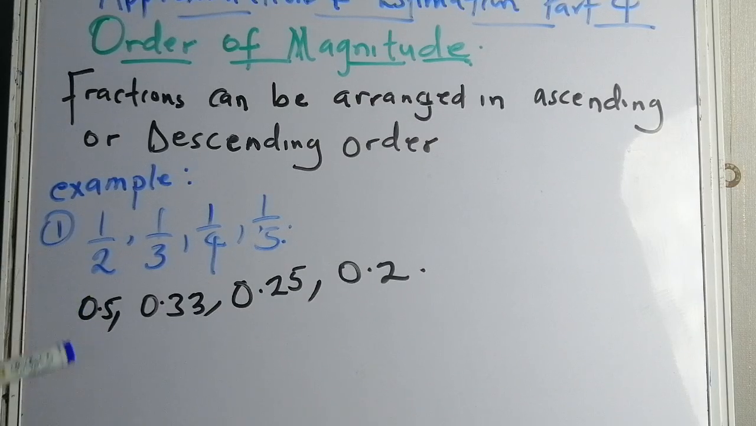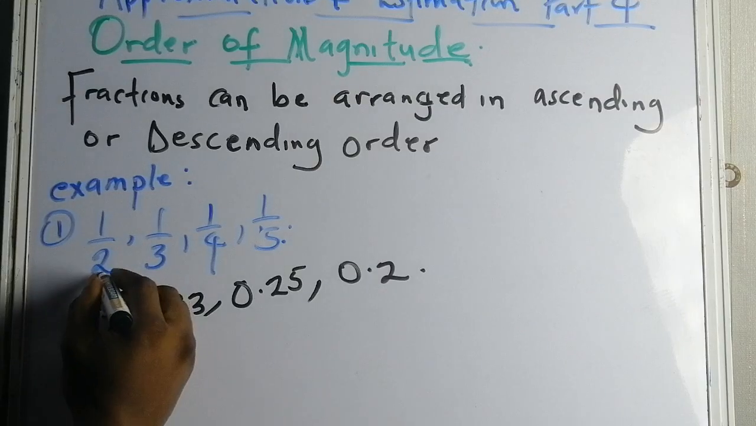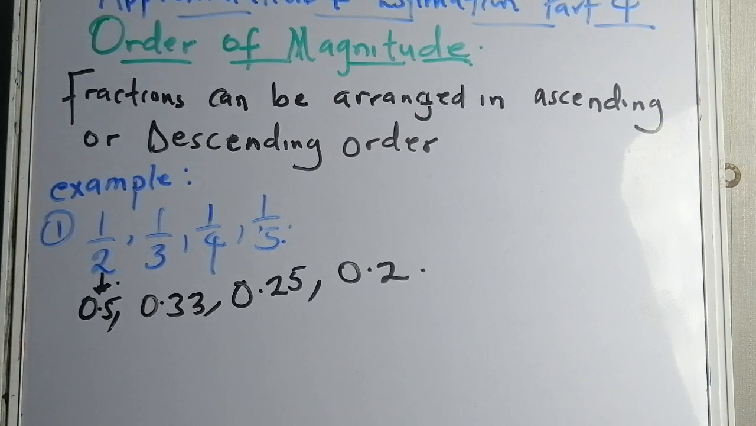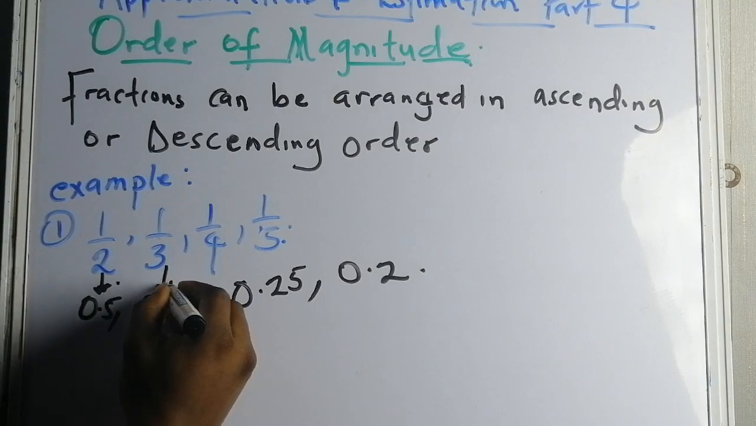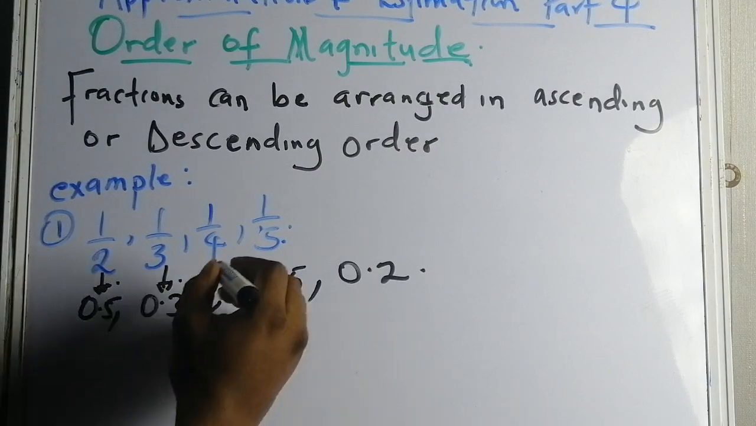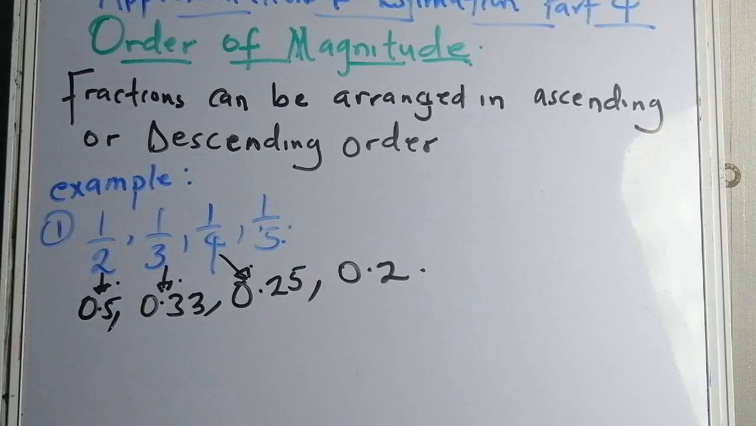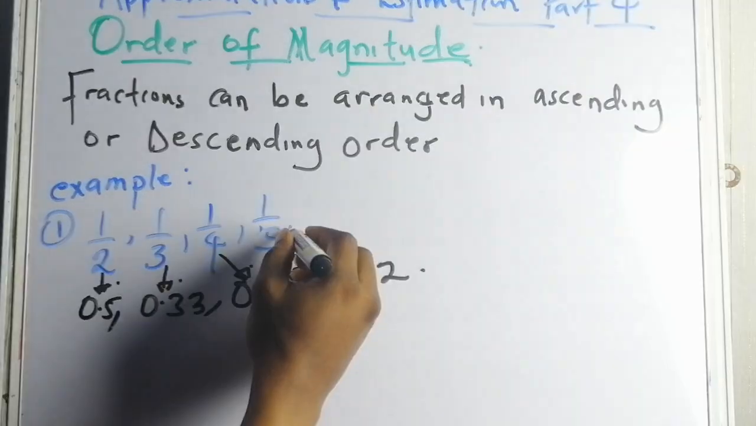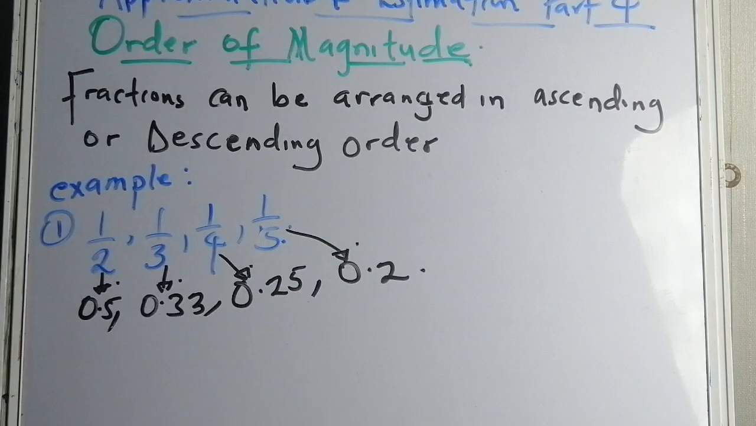1 over 2 is the same thing as 0.5. 1 over 3 is the same thing as 0.33. 1 over 4 is the same thing as 0.25. 1 over 5 is the same thing as 0.2. So the question you need to ask yourself is: out of all these values, which one is the highest? That's how you can know which is the highest you are looking for.